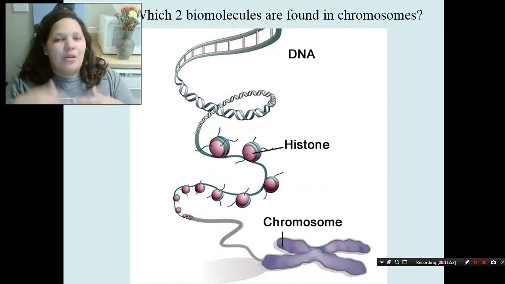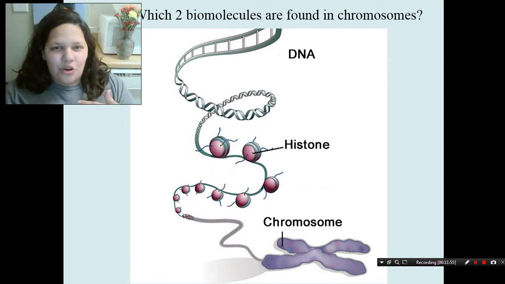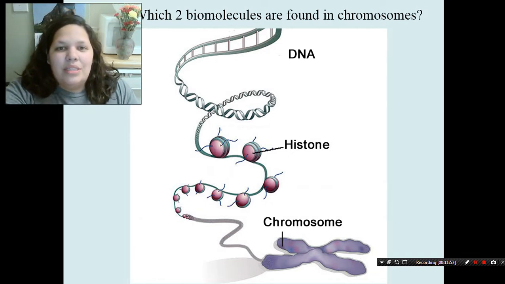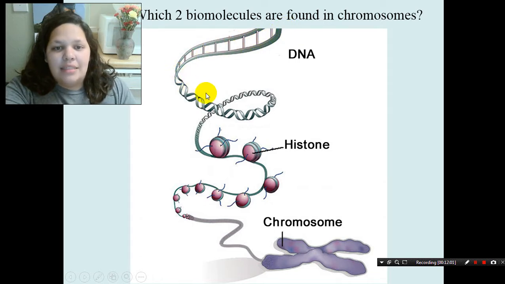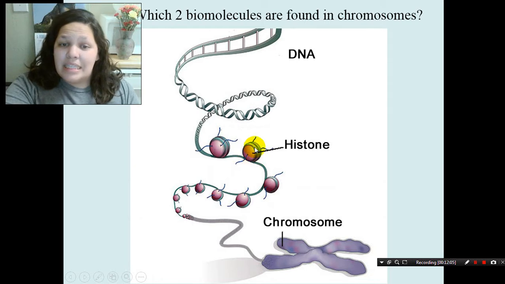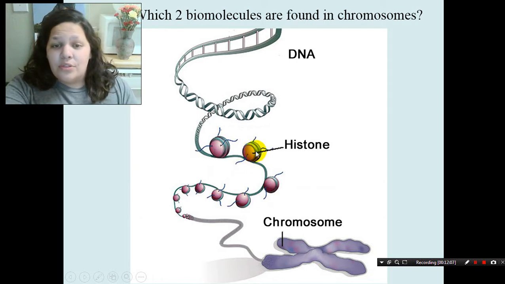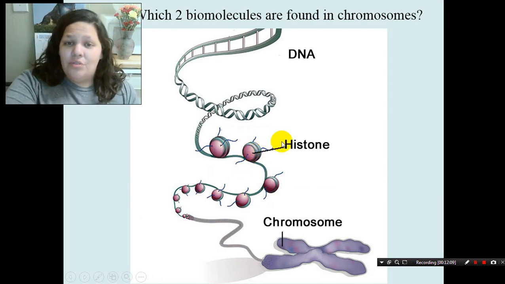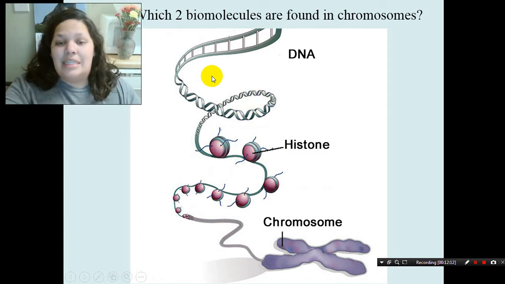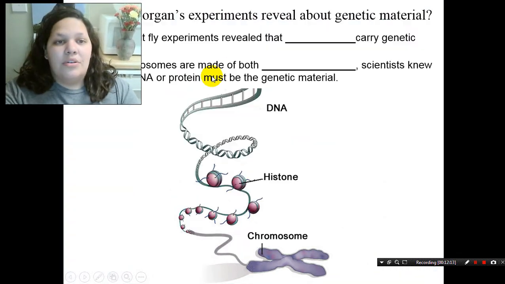Which two biomolecules can you actually see in a chromosome? So let's see. If I look over here, I have DNA, that's a nucleic acid, and this is going to be wrapped around proteins, and the proteins are histones. So I have two: proteins that are the histones, and then I have the nucleic acid, which is DNA. Let's go ahead and move on.